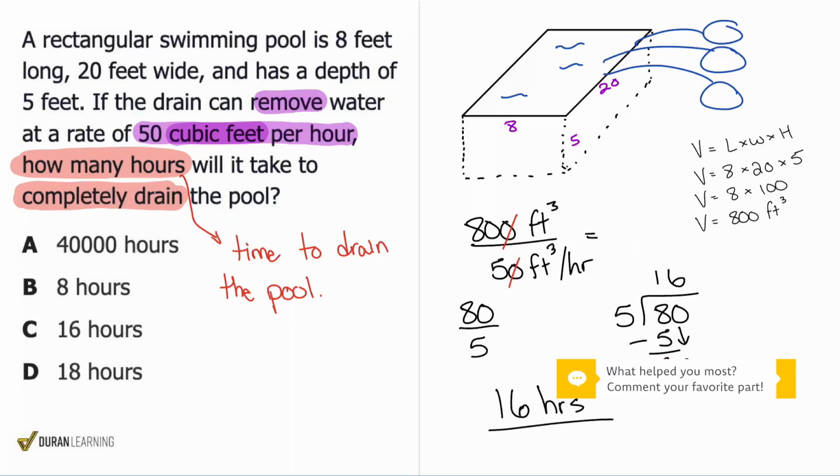That's how long it'll take to completely drain the pool, from full down to empty. The correct answer here, my party people, is answer choice C. 16 hours.